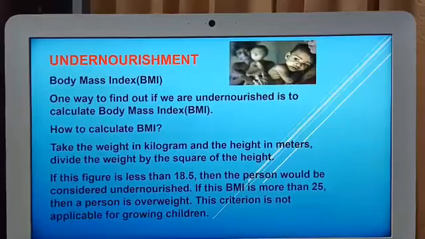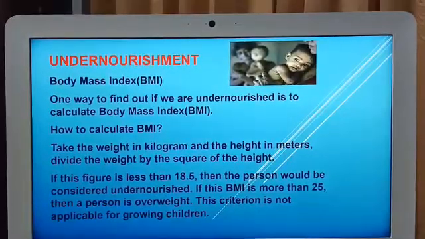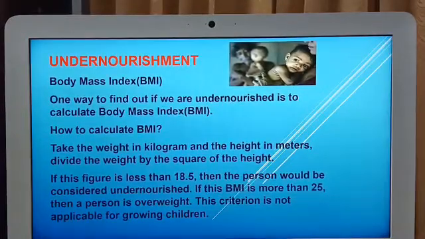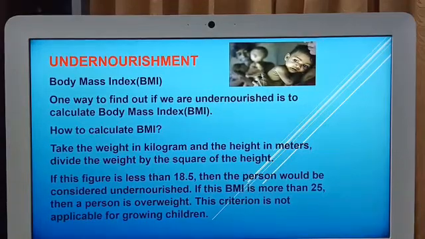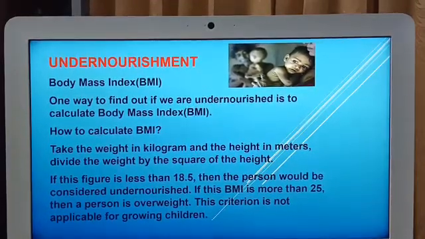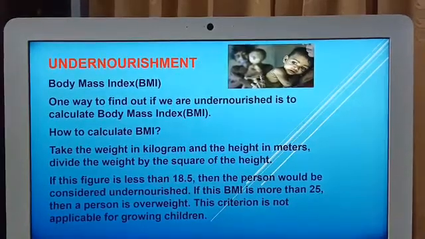Next important parameter is undernourishment. One way to find out if we are undernourished is to calculate body mass index. How to calculate body mass index? Take the weight in kilogram and the height in meters.